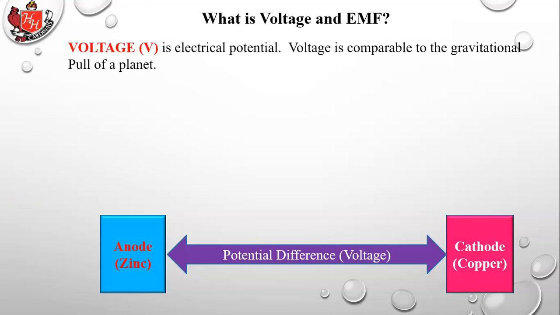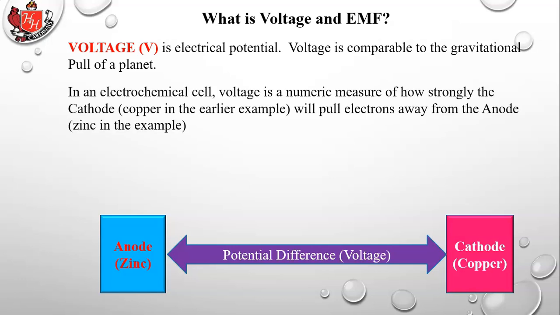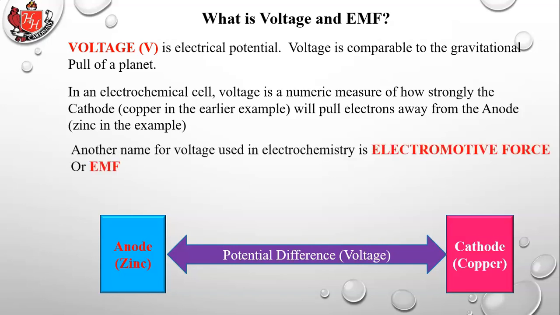So voltage is electrical potential. Voltage is comparable to the gravitational pull of a planet. So just as the Earth will pull on an object with mass, a voltage, an electrical potential, will pull on charged particles such as electrons and protons. In an electrochemical cell, voltage is a numeric measure of how strongly the cathode, that's the copper in the earlier example, will pull electrons away from the anode, that's the zinc in the example. Another name for voltage used in chemistry is electromotive force, or EMF.